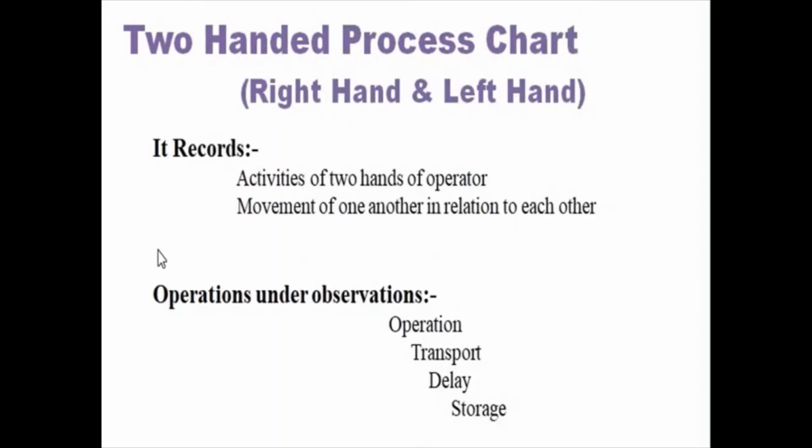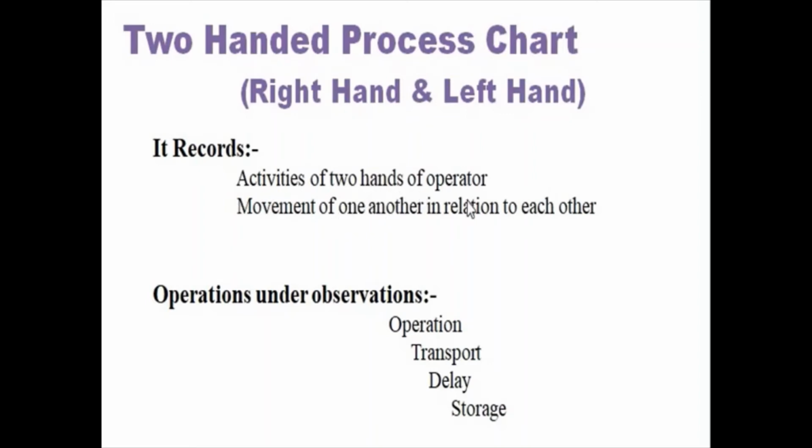The next one is the two-handed process chart. Now two-handed means it is a right hand and left hand process chart, whereby the activities of each hand are recorded separately, right hand separately and left hand separately. It will be recorded by direct observation, and it will help show which hand is idle at what time. So there will be proper synchronization or integration of both hands, so that the particular task can be completed in the shortest possible time.